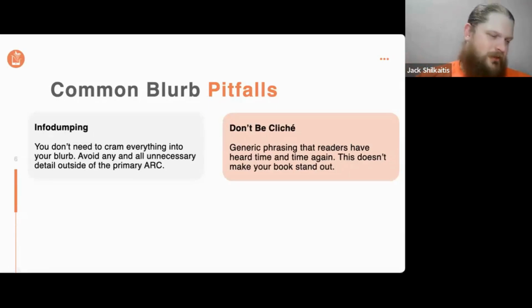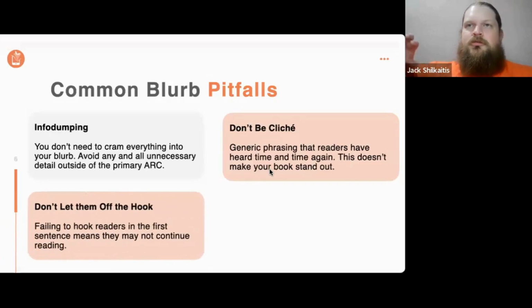If you just whip out a blank piece of paper and start writing your blurb, yeah, you can start with a cliche, maybe a few lines of cliche in a row even, and then change it and edit that and make it new and change it as you're going along, right? So don't feel like you can't start there, but you don't want to end there. You do not want to let them off the hook. If you fail to hook the reader, why are they going to read the blurb? They're not going to read your book.